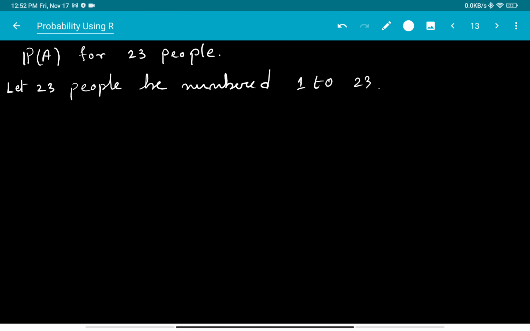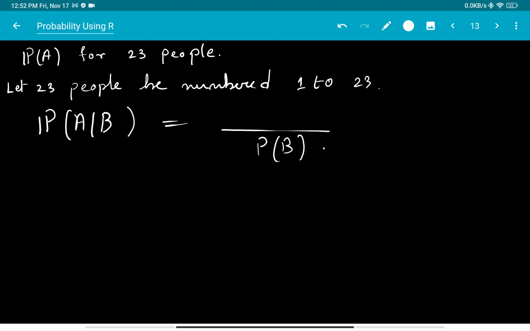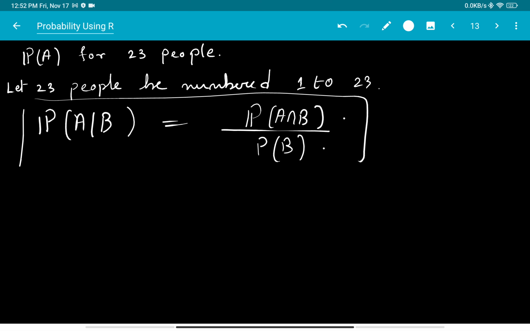So what is the conditional probability formula? The probability of A given B is, since given B means B already occurred, B goes to the denominator: the probability of A intersection B divided by the probability of B. This is the formula of conditional probability.